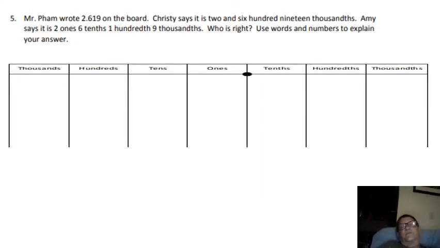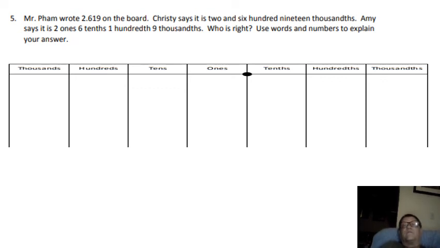Okay, on the next one it says, Mr. Pham wrote 2 and 619 thousandths on the board. Christy says it is 2 and 619 thousandths. Amy says it is 2 ones, 6 tenths, 1 hundredth, 9 thousandths.